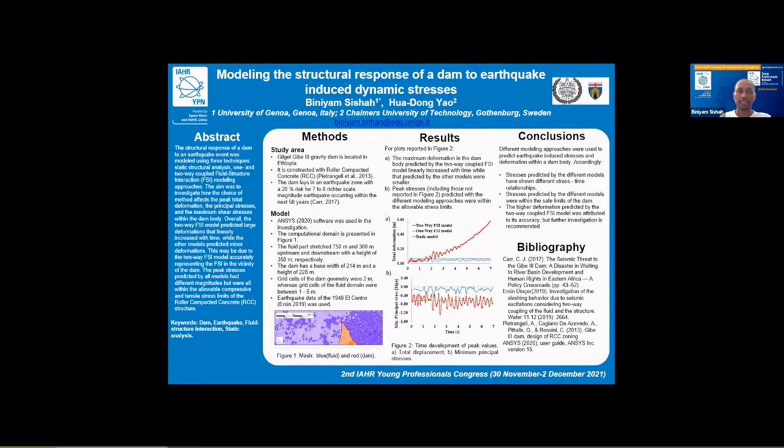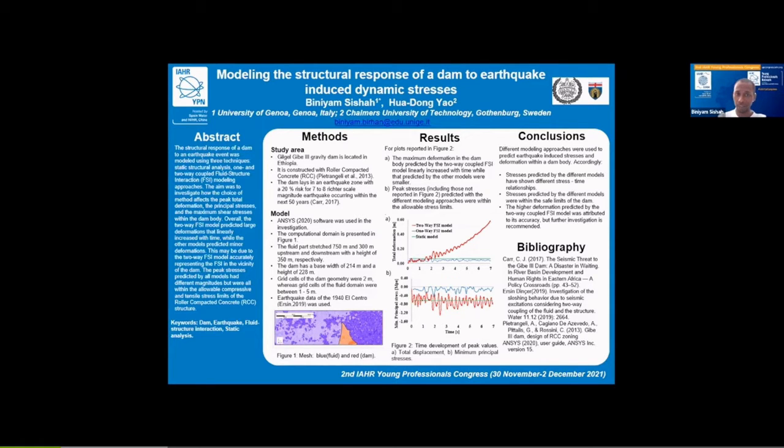So with this in mind, the study area was located in Ethiopia. It's the Gilgel Gibe 3 dam. It's made of reinforced concrete. And the particular study area where the dam is located is known to have a 20% risk for a 7 to 8 Richter scale earthquake, which will probably occur within the service period of the dam.